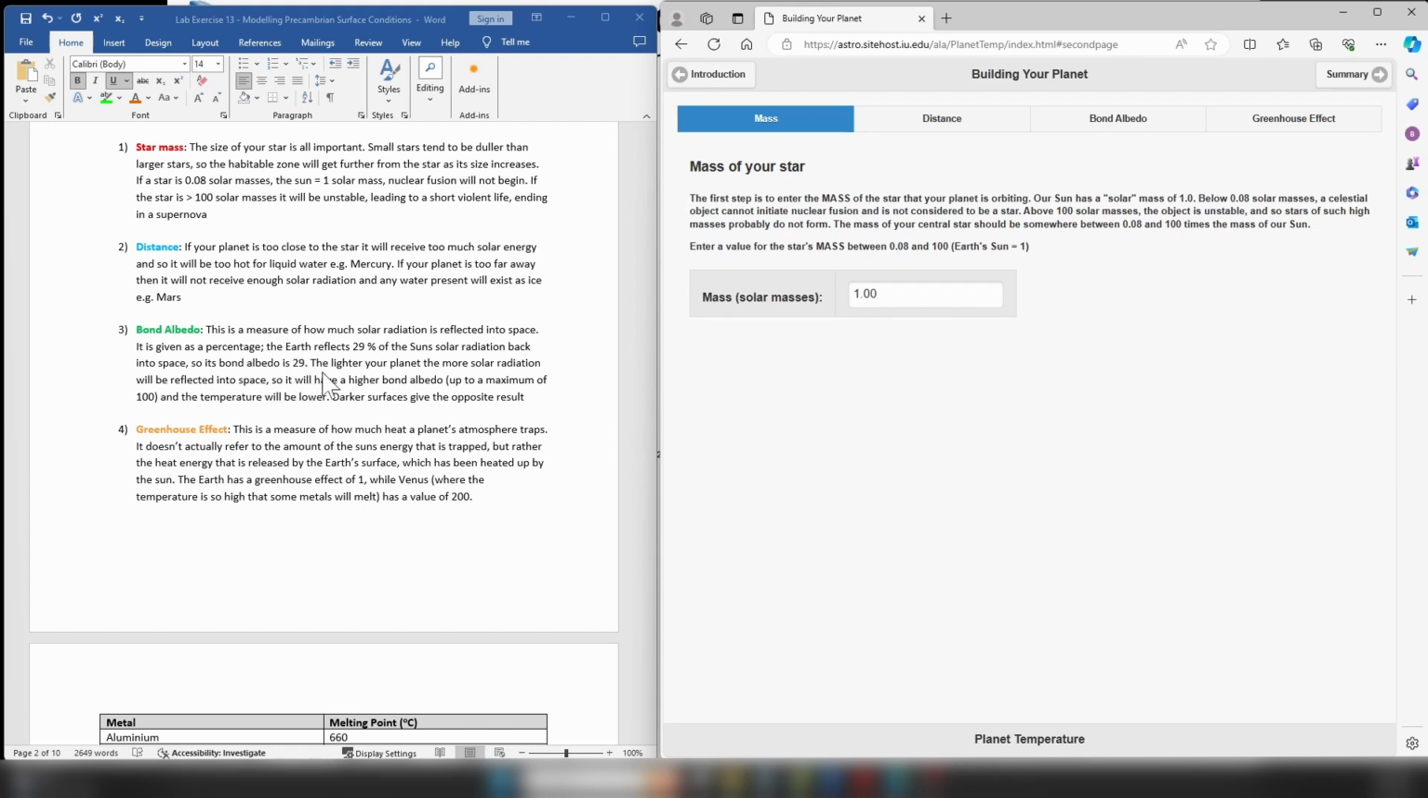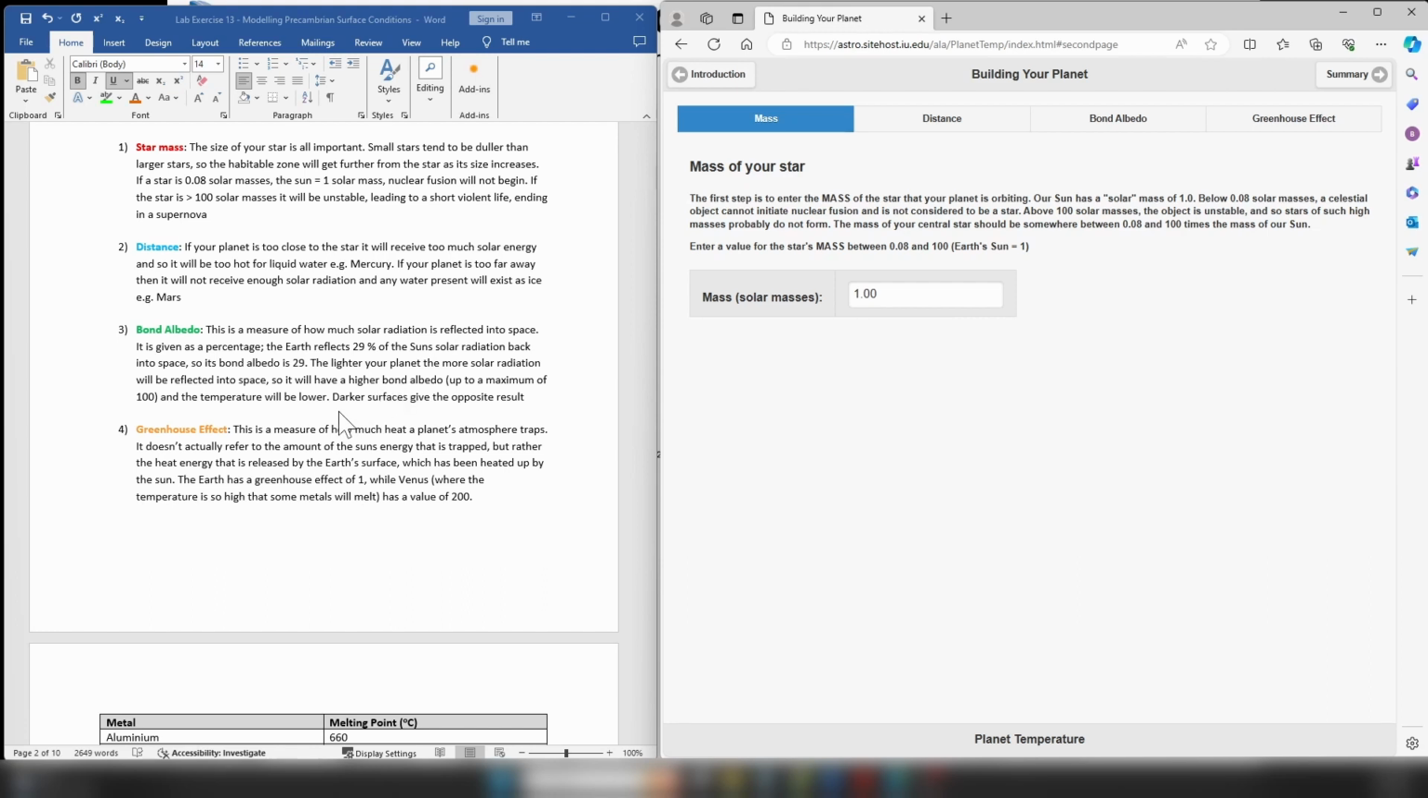So if your planet is lighter in color, think of any planet or any satellite in the solar system that's very, very icy, well, that's going to result in a lighter color. And obviously more solar radiation is therefore going to be reflected back into space. And so it will have a higher bond albedo because the percentage being reflected back into space will be higher.